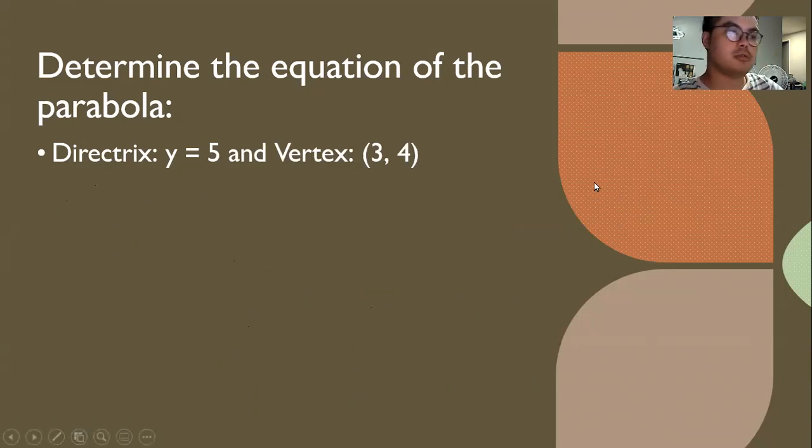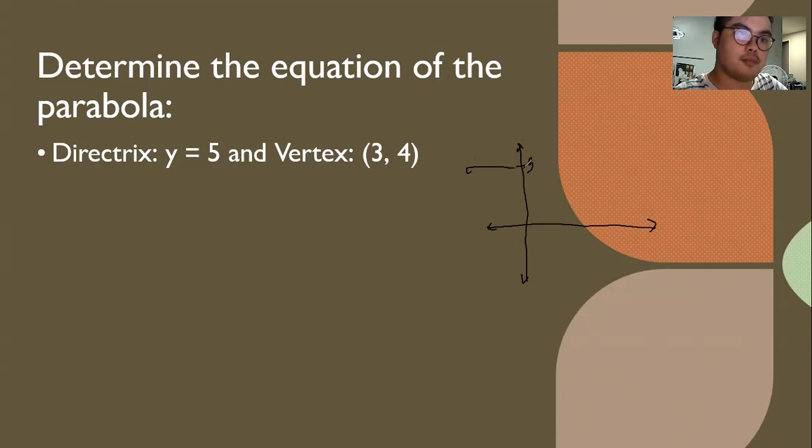Okay, so given ang directrix natin, so what are we going to do here is, again, so yan directrix natin is, okay, yung y is 5.